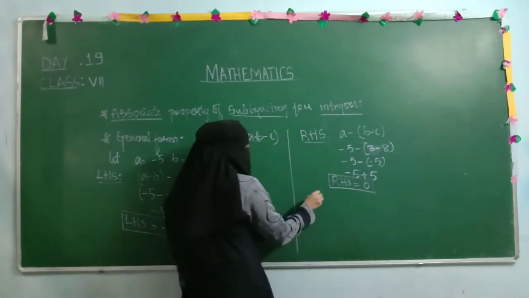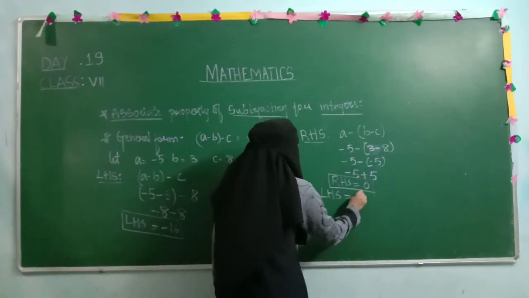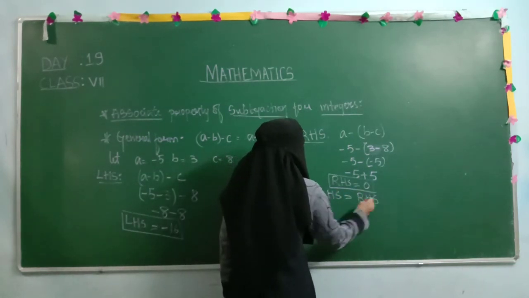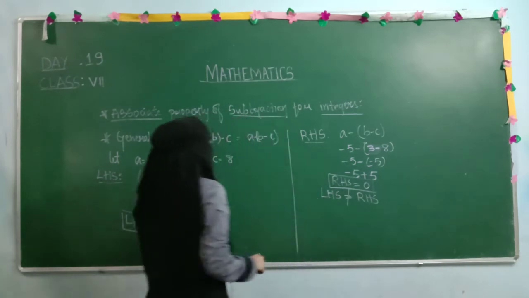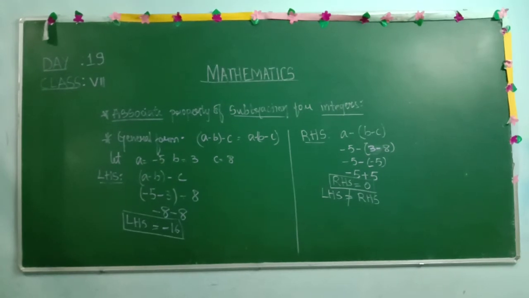So we finally check whether LHS and RHS are equal or not, and we observe that LHS and RHS are not equal. Why are they not equal? The LHS part we got as minus 16 and the RHS part we got as 0. Based on that we said LHS does not equal RHS. One more time, just listen very carefully.